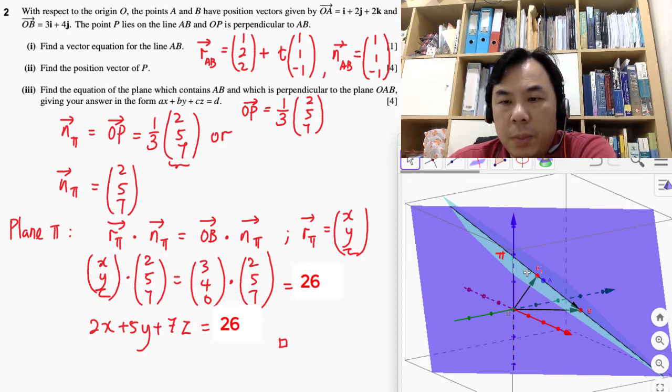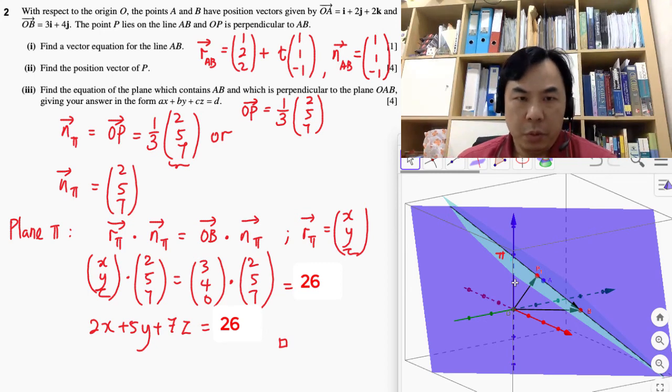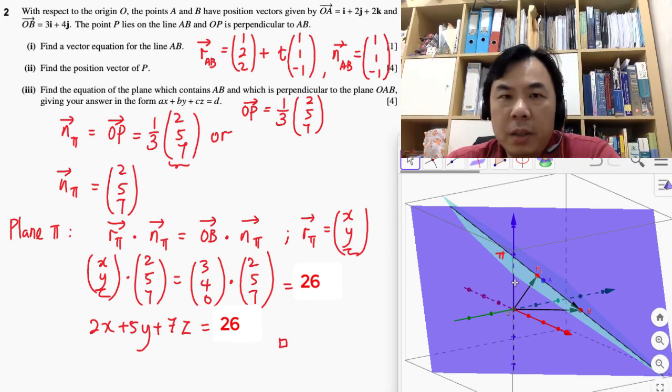So since it is perpendicular to plane pi, therefore we can use P. Now, since OP is perpendicular to the line AB, therefore OP must be the normal to the plane pi here. Now I hope there's a bit of logical exploration that you need to perform before we can obtain its vector equation. Right? Now I'm going to move on to question 3 shortly.